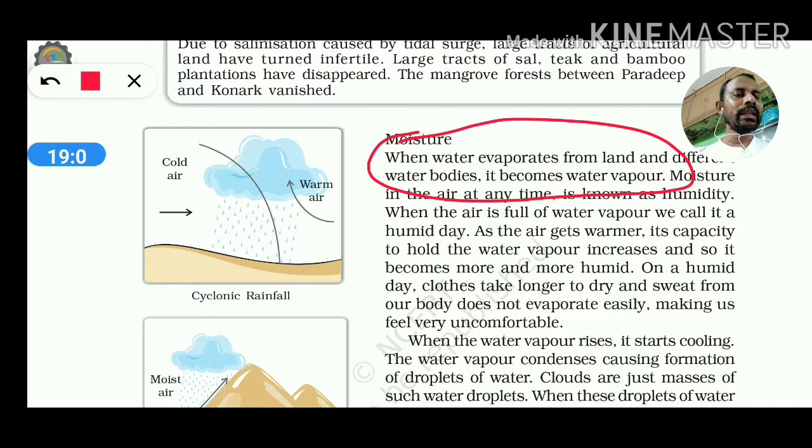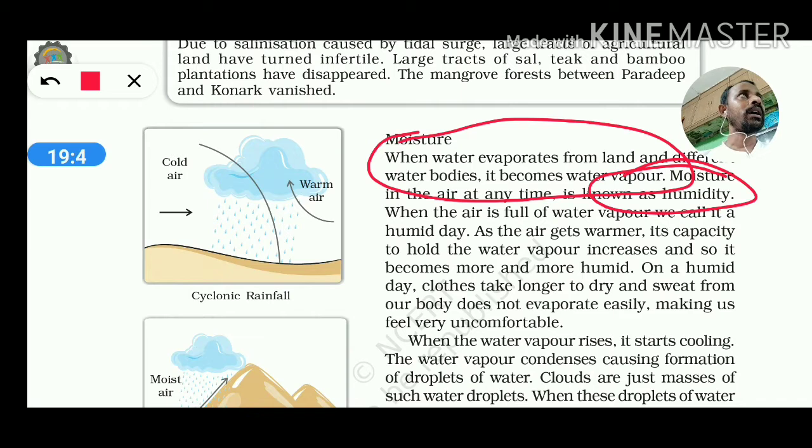Moisture in the air at any time is known as humidity. So what is humidity? Humidity means that amount of moisture which is present in the atmosphere. As the air gets warmer, its capacity to hold water vapor increases, and so it becomes more and more humid. So when the air is full of water vapor, it is referred to as humid.